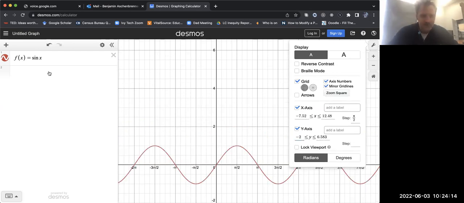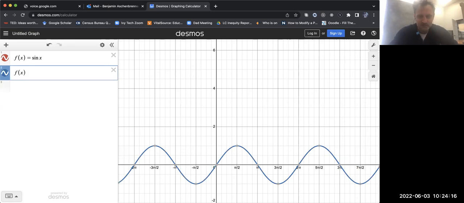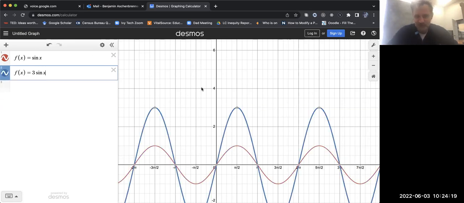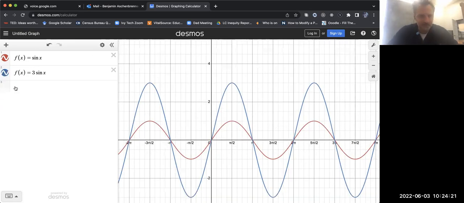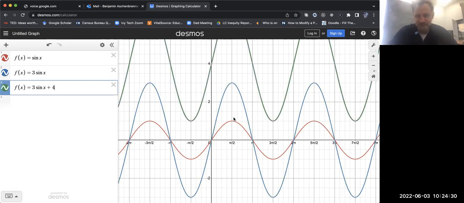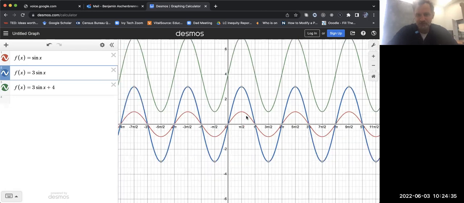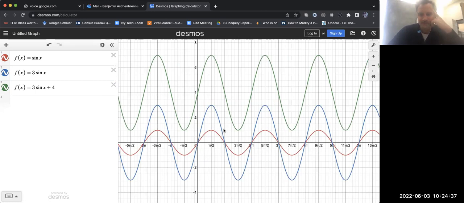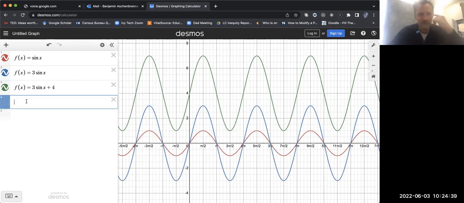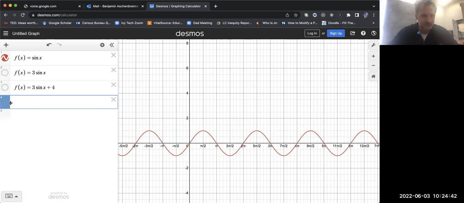Okay. So then I looked at 3 sine x, and that was where I multiplied it by 3. That's a vertical stretch. And then I've got 3 sine x plus 4. That was where I shifted it up. Looking at that. And finally adding in, and I would just first take these off and look at sine 2x.